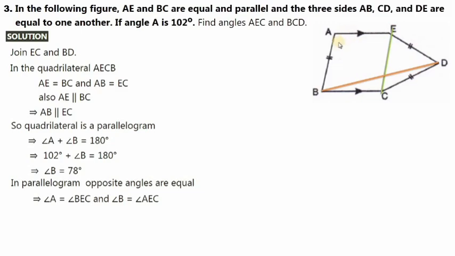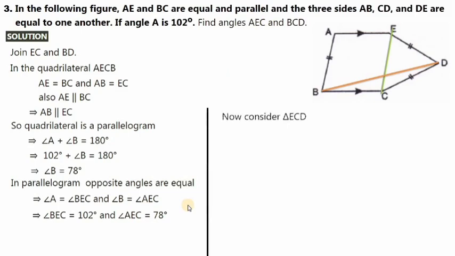So angle A is equal to angle BCE. It's BCE, kindly make correction of this. And angle B will be equal to AEC. Angle B is equal to angle AEC. So what we can say is angle BCE, this angle, is how much? 102 degree, because this is equal to angle A, and similarly this angle will be equal to angle B, which is 78 degree. So we got our first answer: angle AEC is 78 degree.